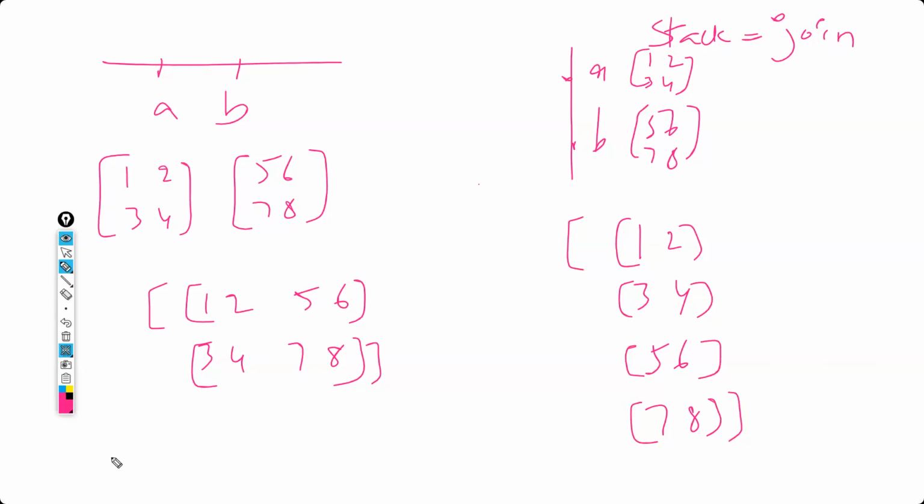Is the point clear? hstack and vstack. H means horizontally you are going to combine 2 arrays. V means vertically you are going to combine the 2 arrays. Vertically means top and bottom.